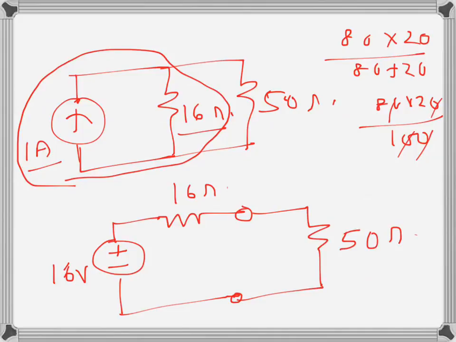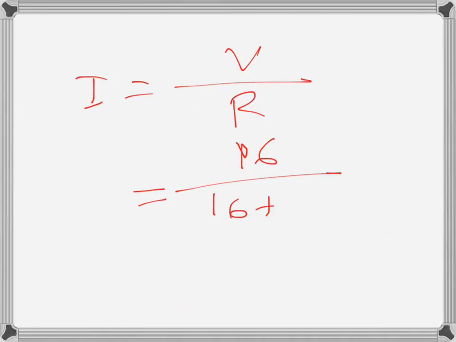This is what we have finally got, and we cannot change anything more because we need to find this current, and this current hasn't been affected yet because we have changed only the part to the left. So the current I we need to find will be voltage V over the combination of R. This will be 16 volts over 16 plus 50. So the current we get is 16 over 66 amps. That is the current we are interested in.